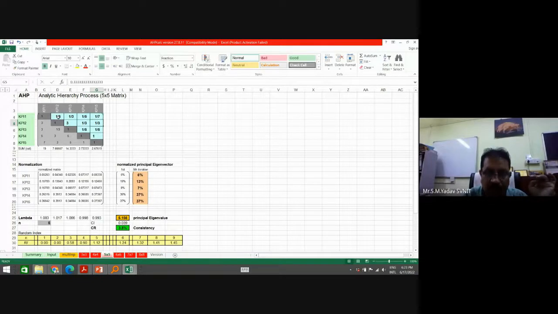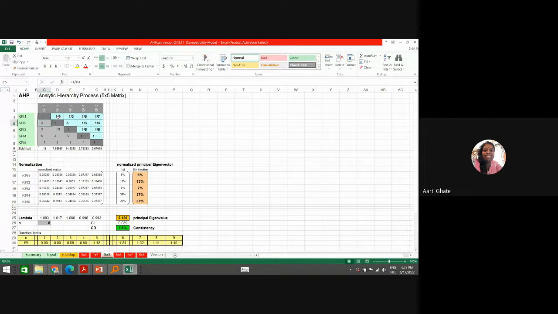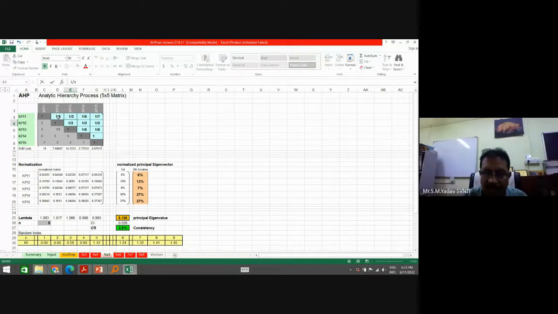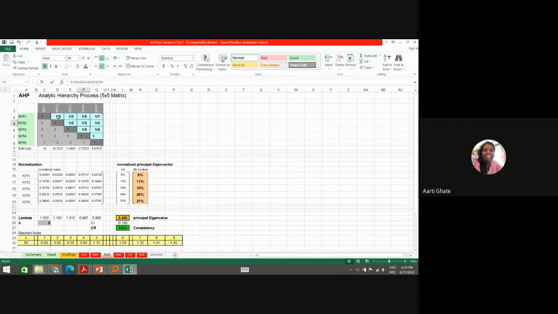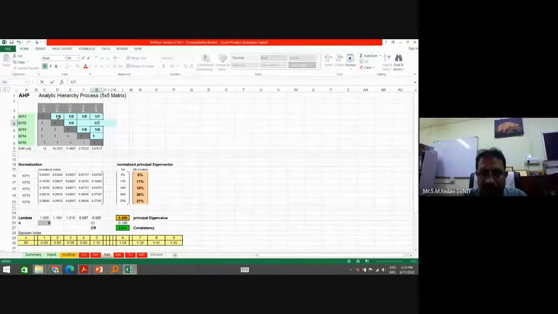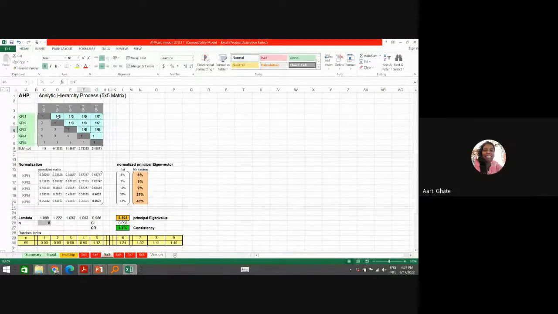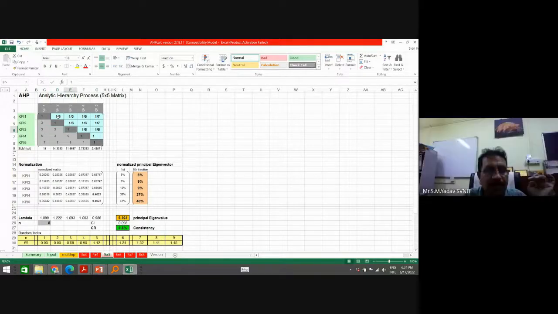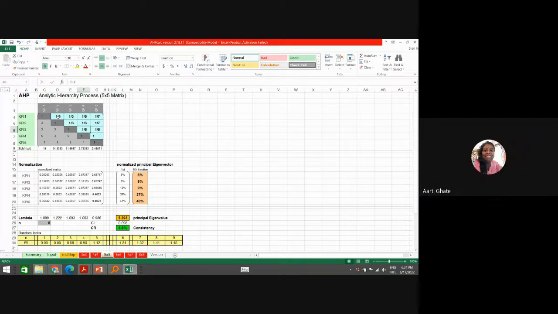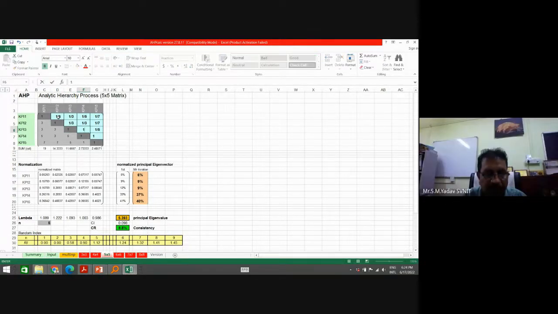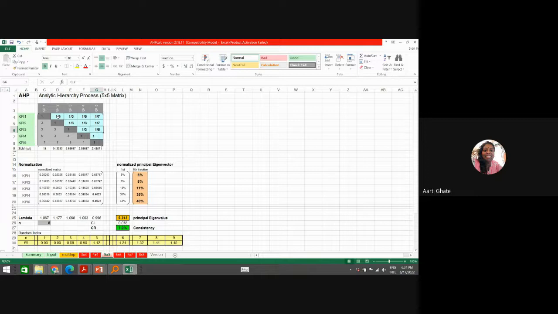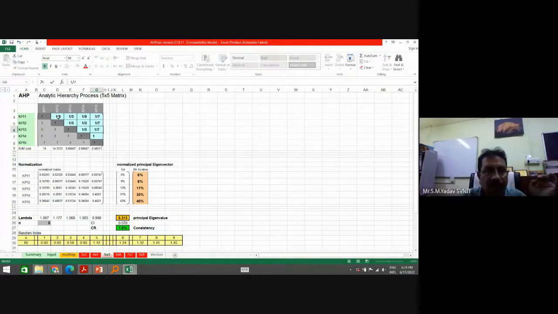Now the second row, first column 3. Next 1, next 1 by 3, 1 by 3, and the last one 1 by 7. Third row, first column 3, next 3, then 1, next 1 by 3, and 1 by 7.